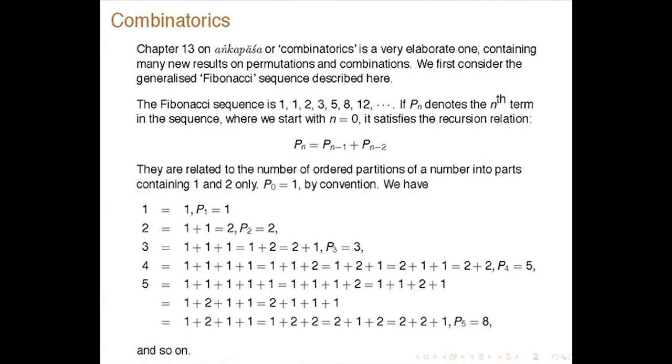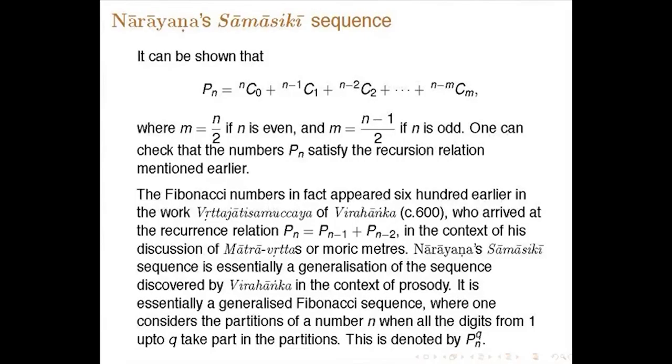So, he generalizes this and it can be shown that this Pn will be equal to nC0 plus (n minus 1)C1 etc. up to (n minus m)Cm, where this m is n by 2 if n is even and m is equal to (n minus 1) by 2 if n is odd. I think this also was done in that lecture. So, one can check that this will satisfy the recursion relation like this.